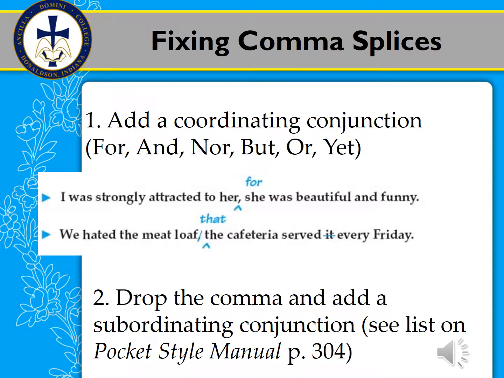The next example goes that way too. We hated the meatloaf, comma, the cafeteria served it every Friday. That's two sentences joined together with just a comma. In this case, we're not sure what coordinating conjunction we would put in there, so we're going to do a little more revision. We're going to drop the comma and add the word that. So we hated the meatloaf that the cafeteria served every Friday, and we drop the word it because we don't need the object there; that is taking the place of our need for it. So you can see two different fixes for comma splices.